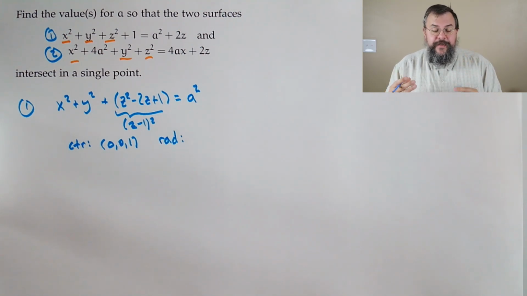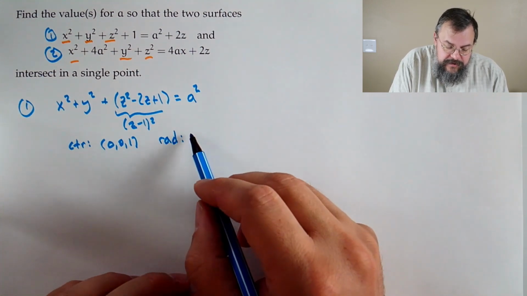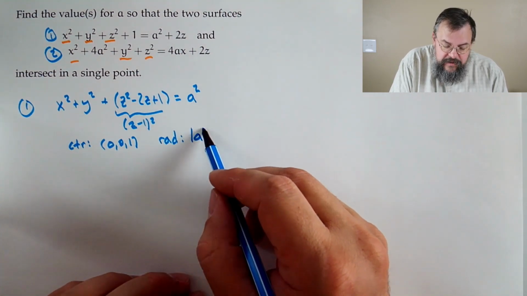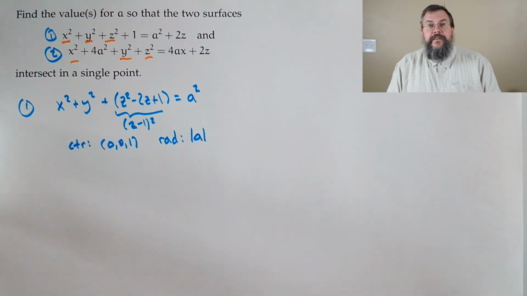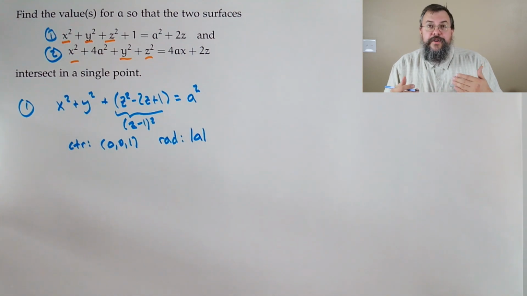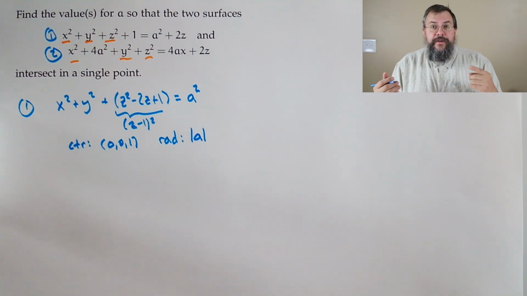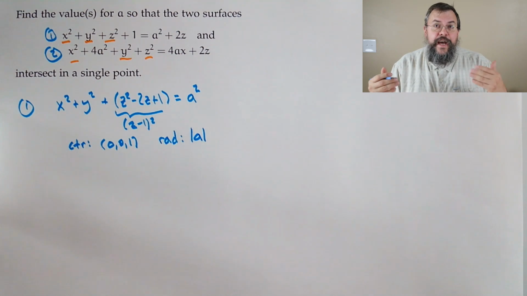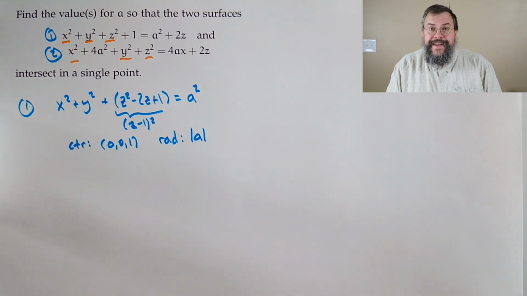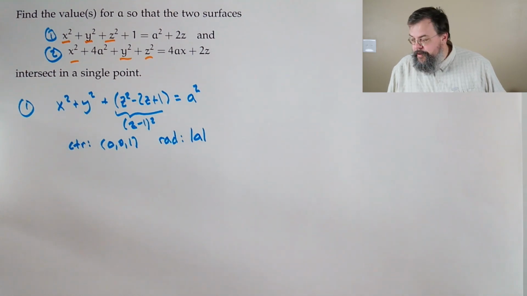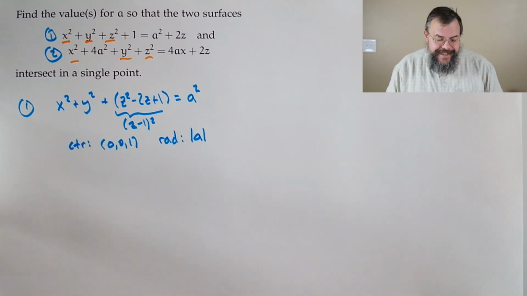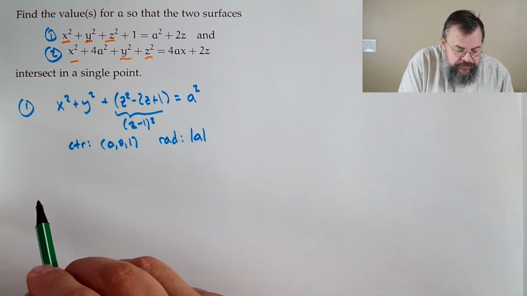So what's the correct value for the radius? The answer is, well, whatever the size of a is. So it's the absolute value of a. Another way of saying it is the square root of a squared, which is the absolute value of a. Okay, good. Well, I wonder if that'll come into play. It might. Okay, so now let's go to number 2.